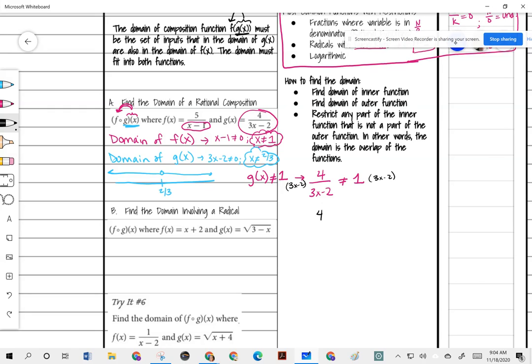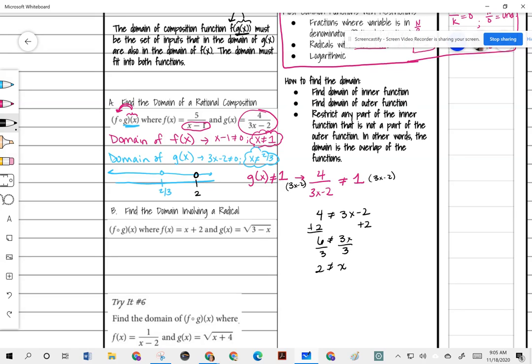And now I've got 4 cannot equal 3x minus 2. I'm going to add 2. I've got 6 cannot equal 3x, divide by 3, divide by 3, x cannot equal 2. Okay, so what that is saying, let's say that 2 is over here, we cannot equal 2.